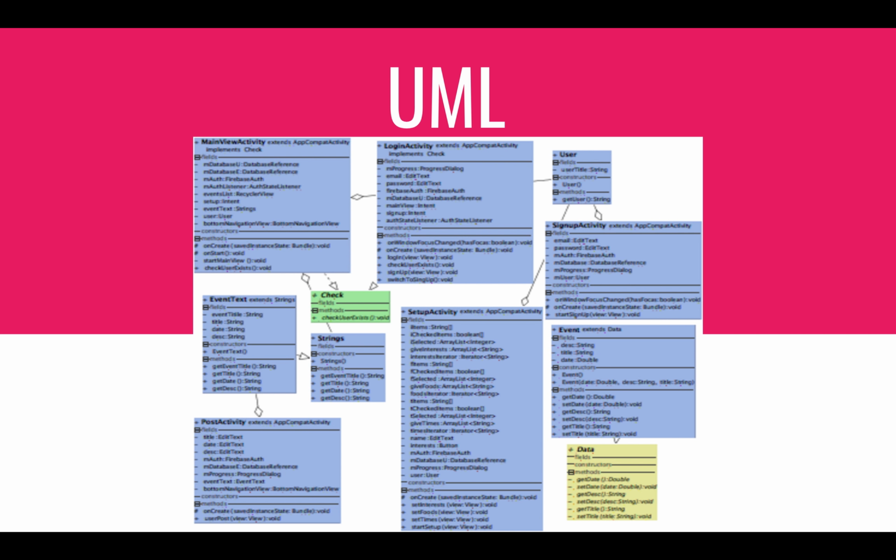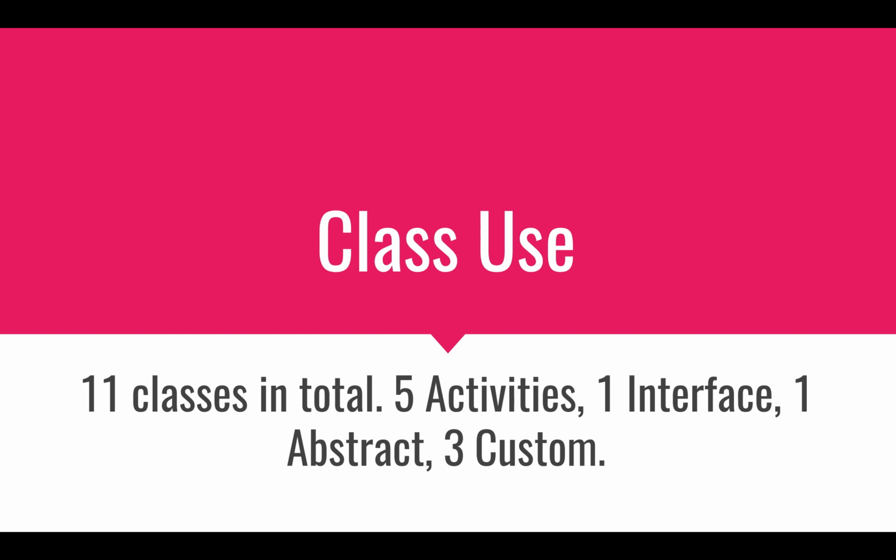This is my UML diagram showing all my different classes. So you can see I have main view activity, login activity, user, sign up activity, event test, check, event text, check, strings, setup activity, sign up activity, event, date, and post activity. And you'll understand what these names mean, because I gave them very specific names for a reason. So going in, I have 11 classes, 5 activities. This is when I'll actually start showing you my code.